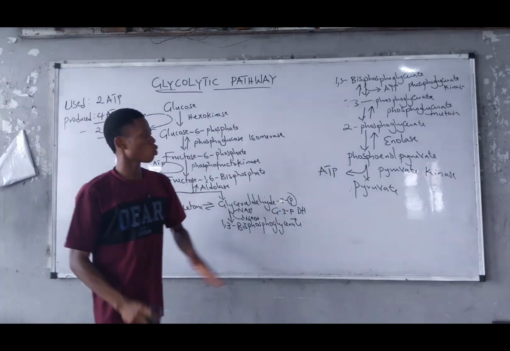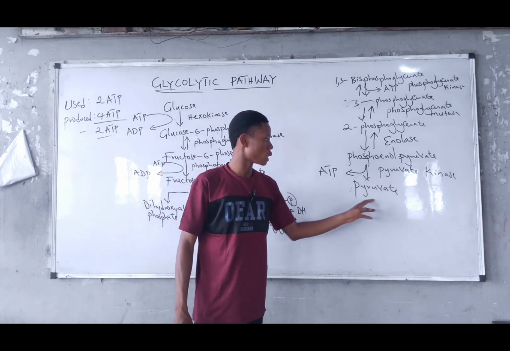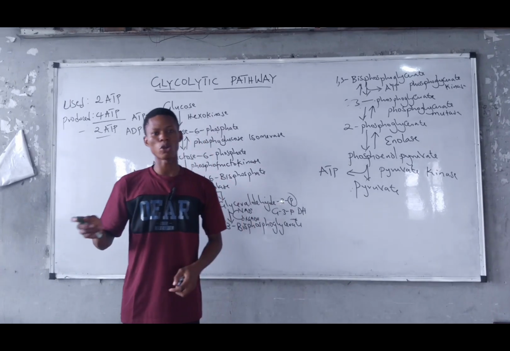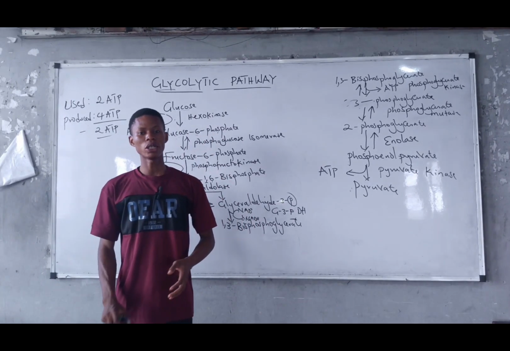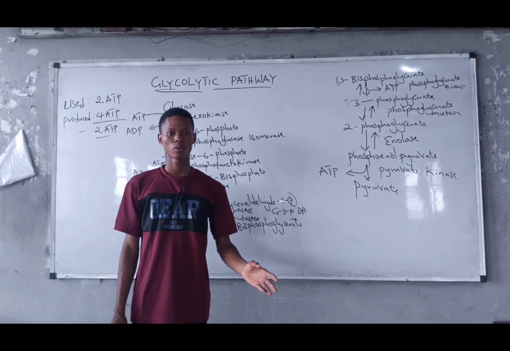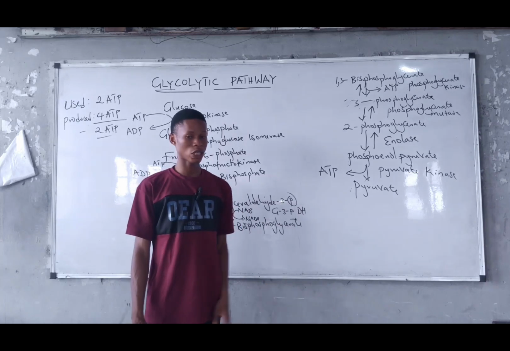But the question is, what happens to this pyruvate, the end product of glycolysis? Now this pyruvate can go into the tricarboxylic acid cycle. You call it the tricarboxylic acid cycle, or the Krebs cycle, or the citric acid cycle. So we'll look at that very quickly.